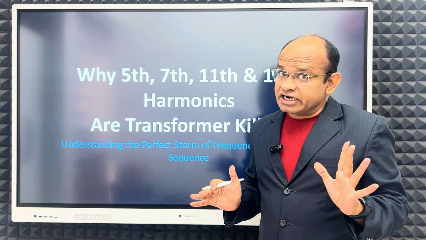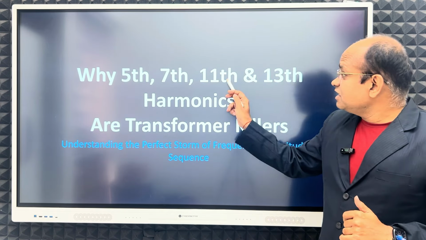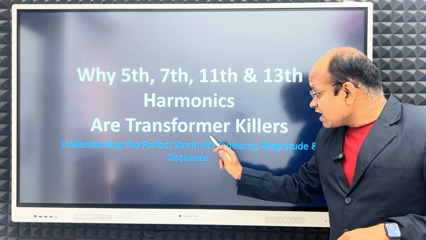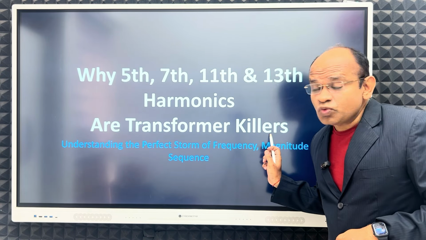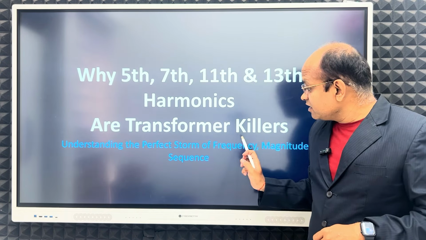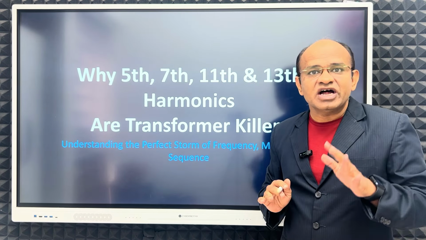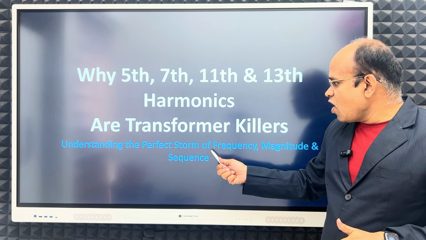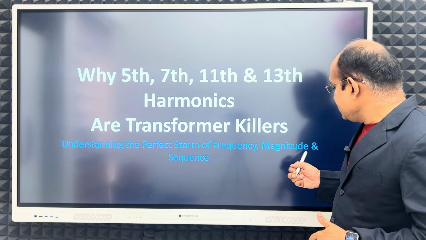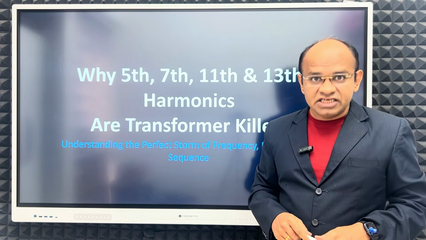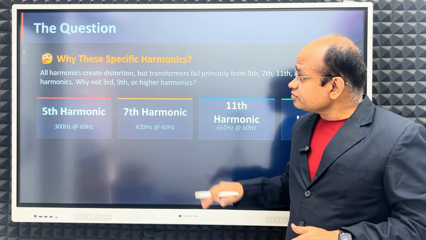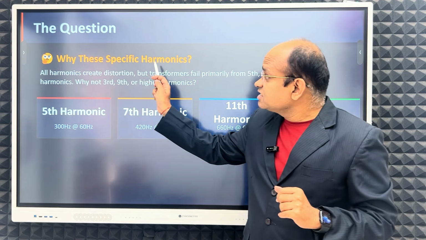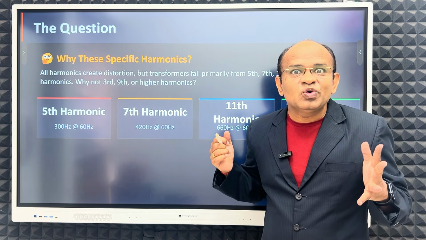Now, very important: why are the 5th, 7th, 11th and 13th harmonics transformer killers? Why only these are killing the transformer? We should understand the perfect storm of frequency, magnitude and sequence. The question is, why these specific harmonics? Why only these?